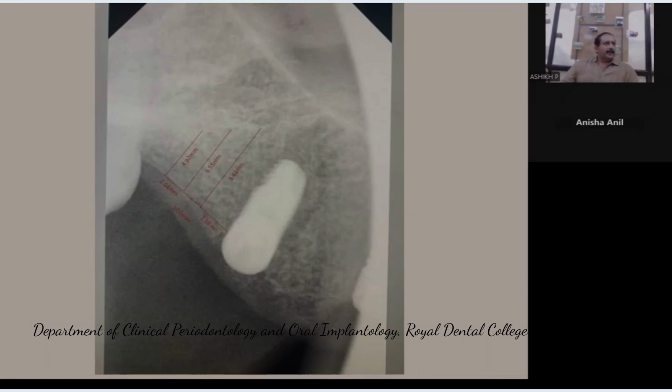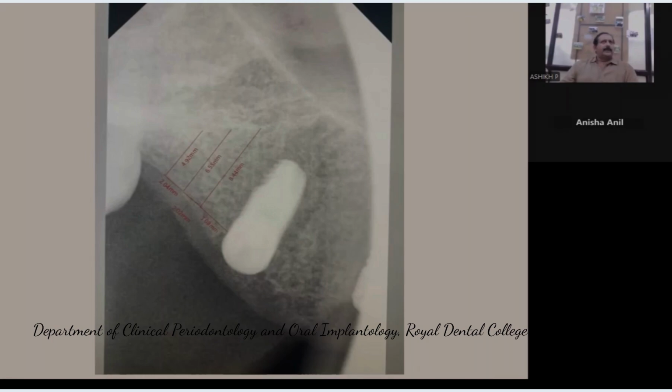Then you can also measure how many millimeters more you can go further with the drill beyond the tip of it. That also can be calculated. Okay, so once that is done, the position is fixed and the angulation is fixed. Then pilot drill, how many millimeters?